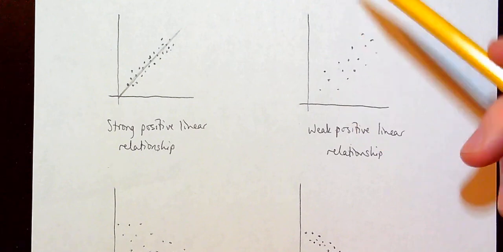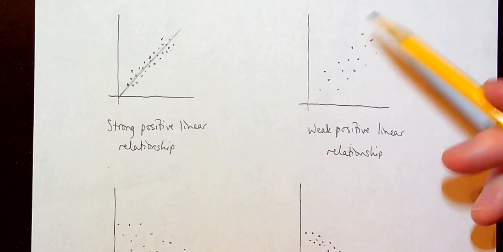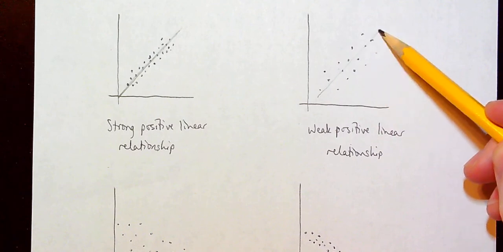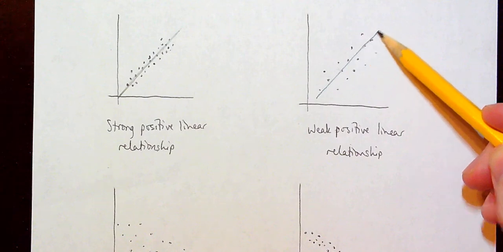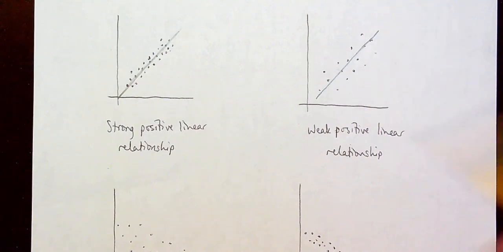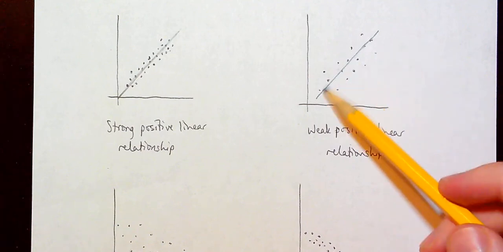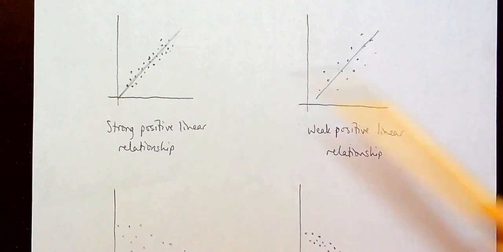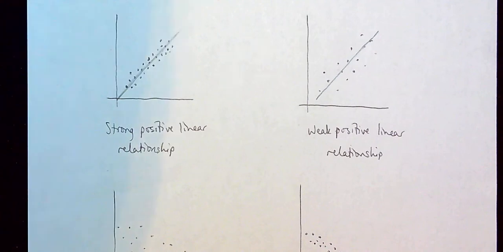Here on the right, we have an example of a weak positive linear relationship. If I were to sketch a line through here, then yes, the points are not perhaps super far off from where this line is, but they are a lot farther off than what they were from the graph at the left here. So this is an example of a weaker positive linear relationship between these two quantities, x and y.